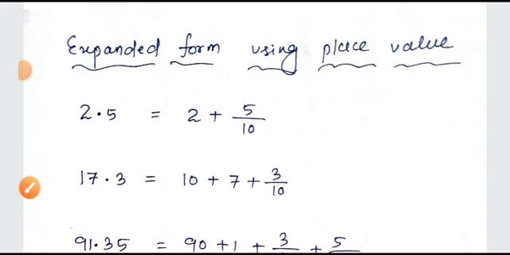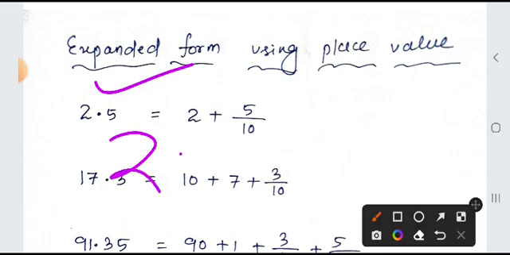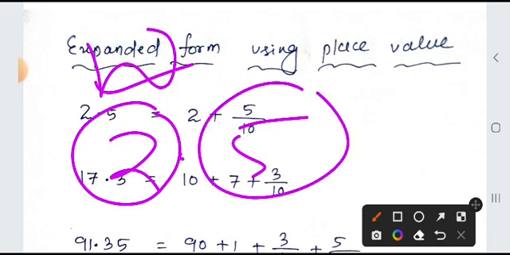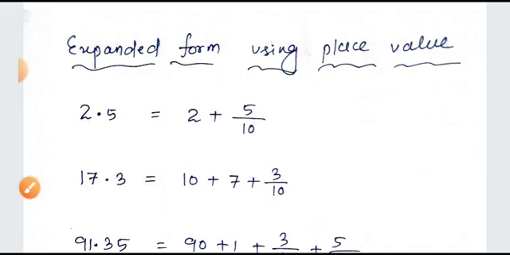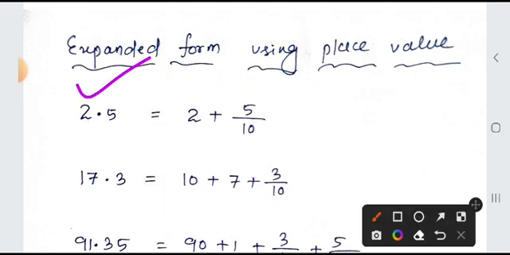Now we will write the expanded form of decimal numbers using place value, and the first number we have is 2.5. Here 2 is in the whole part and 5 is in the decimal part. So when we write the expanded form, we write the place value of each of the digits present in the number, and we assign a plus sign.